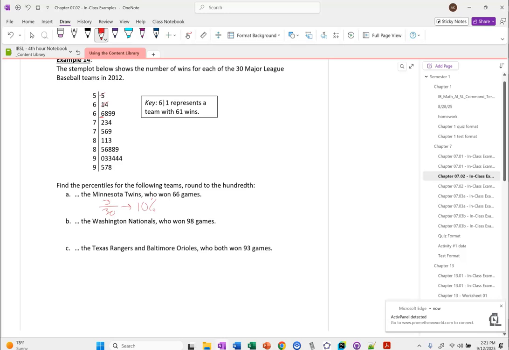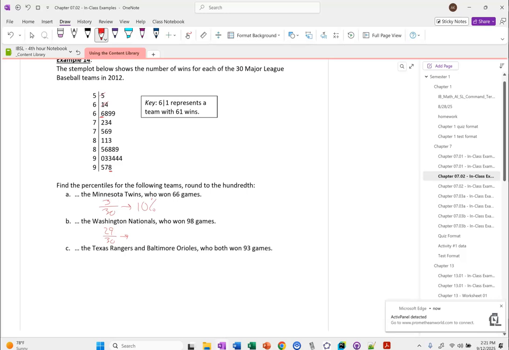Not very good. How about the Washington Nationals that won 98 games? Well, that's them right there, right? How many teams are they higher than? 29. Can you ever have a 100th percentile? Nope. It's not theoretically possible. Can't do that.